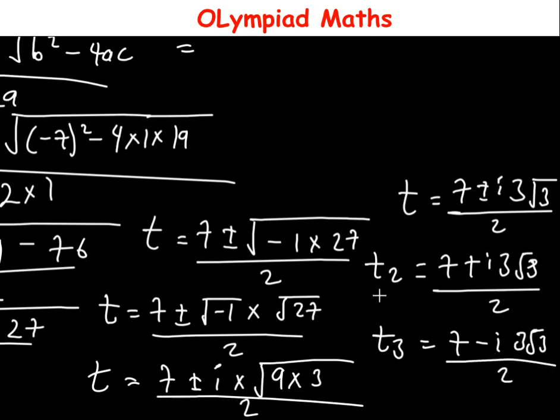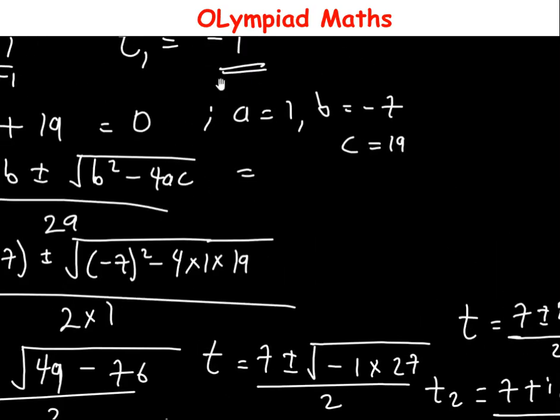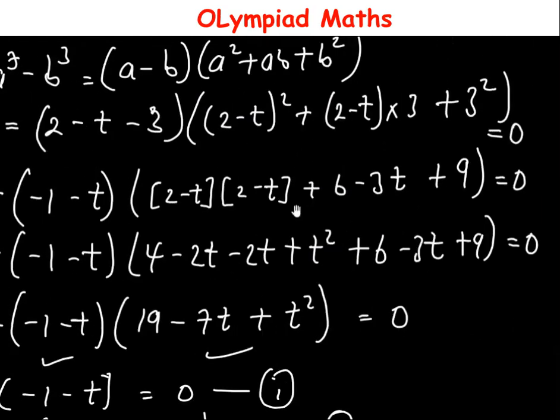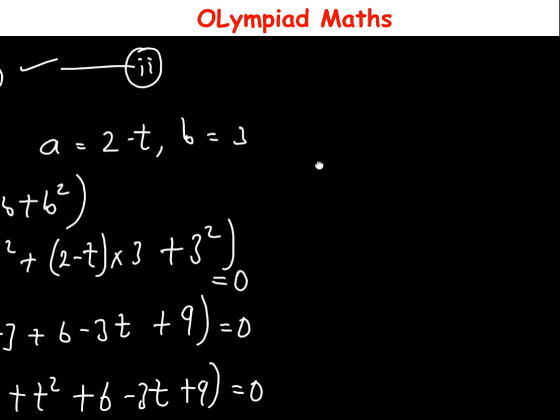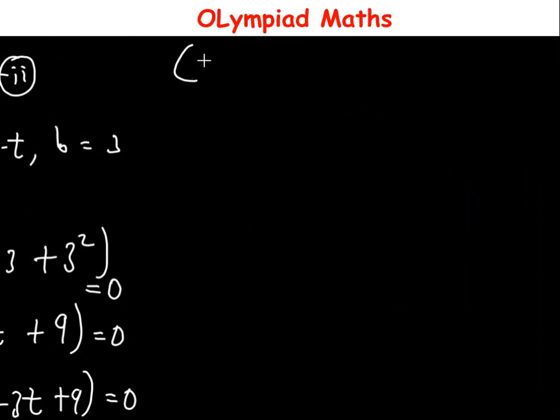Now we've gotten the second value and the third value for t, but don't forget that this was from the first equation, this right here. From here, we've gotten the first three values of t from this equation, so let us then get the other values of t from this second equation. Okay, so working with this second equation, which is in bracket 2 minus t raised to the power 3 plus 3 raised to the power 3 is equal to 0, and this is equation 2.